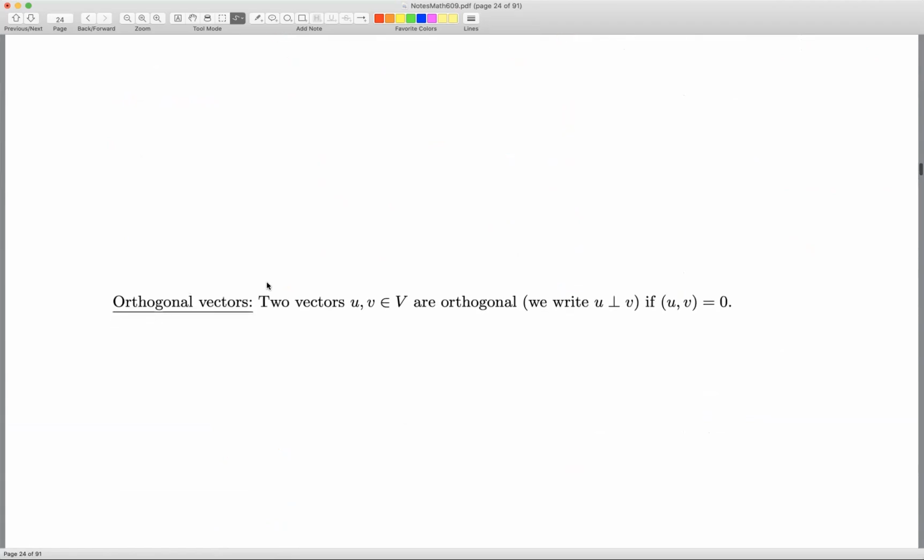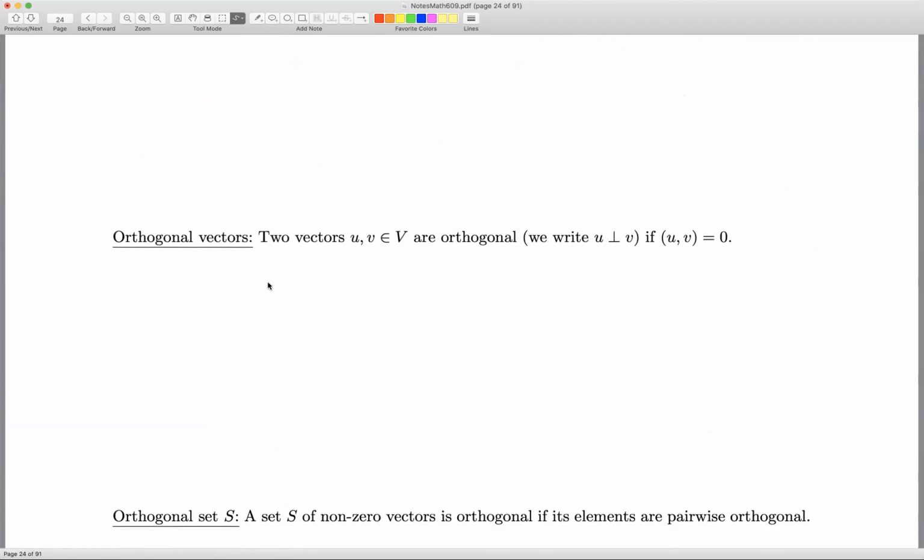The next definition is the following. If we have the vector space V, and we look at two elements u and v, we say that they are orthogonal if their inner product is equal to 0, which we can also write as u is perpendicular to v, or orthogonal to v.